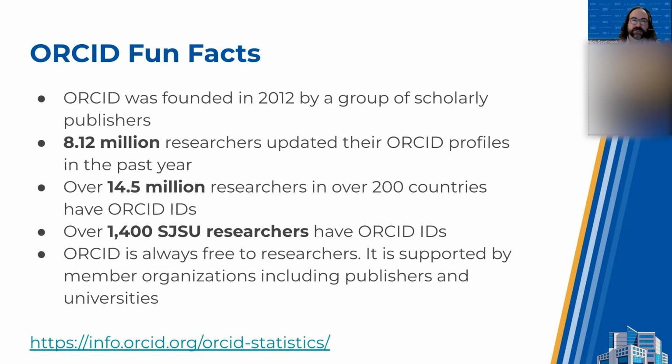At SJSU, we have over 1,400 SJSU researchers that have ORCID IDs and have identified themselves as affiliated with SJSU. There's probably more out there who have not indicated that they're with SJSU. So this is very widespread. It's always free to researchers. Your ORCID number and your profile goes with you. If you change institutions, if you're not affiliated with an institution, you keep it.